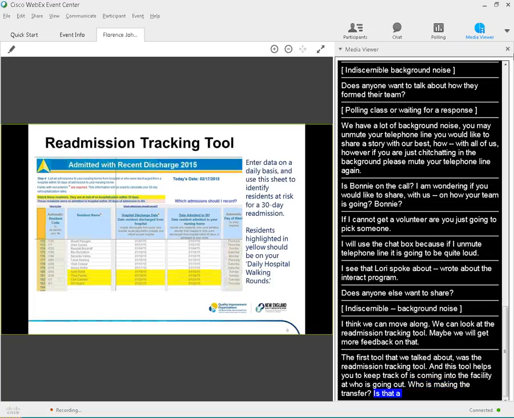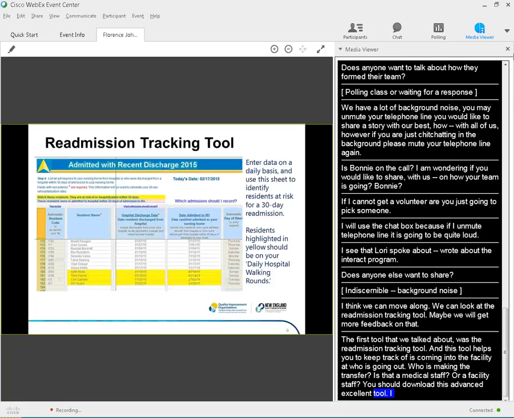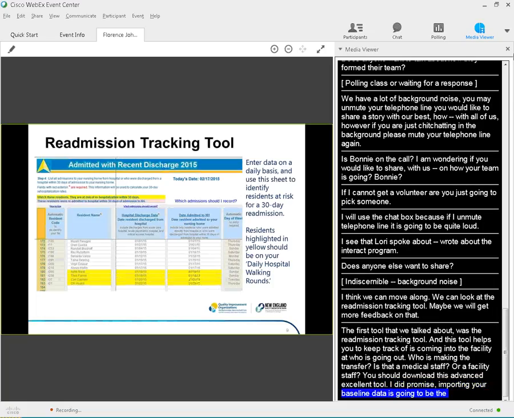Now, if you remember, I asked you if you had not started using the INTERACT tool itself, that you should download the Advancing Excellence tool, and we went through how to enter the data. And I promised you that inputting your baseline data was going to be the most difficult part of using this tool, and I've gotten that feedback from a lot of people.